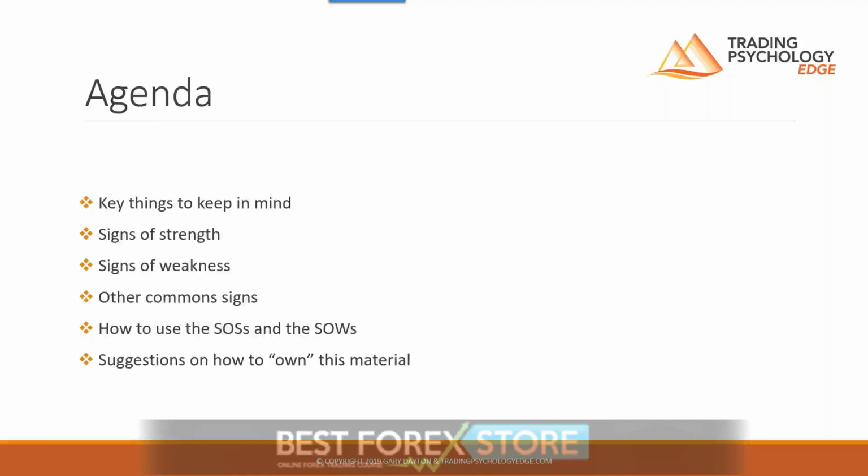So, tonight's agenda. I want to start with a few things to keep in mind, some basic things, and then give you a sense of how we're going to proceed with all of this. We're going to talk about the signs of strength and the signs of weakness, along with other common signs like shortening of the thrust and clustering of closes. Signs that are common to both strength and weakness.